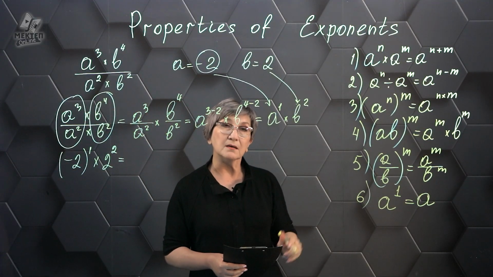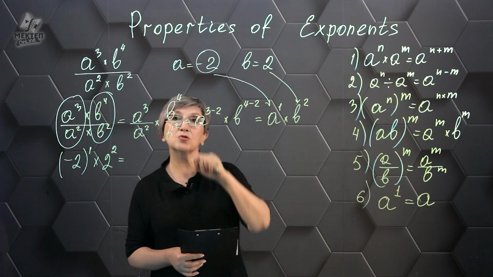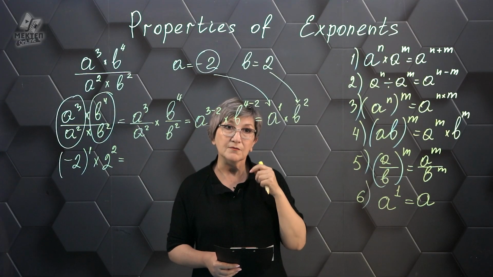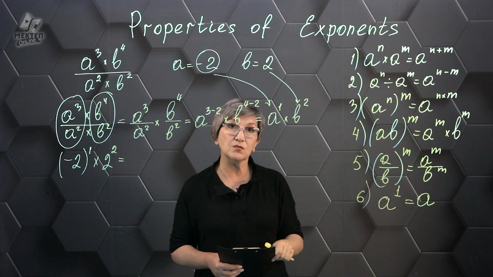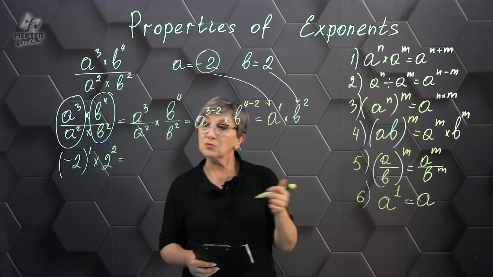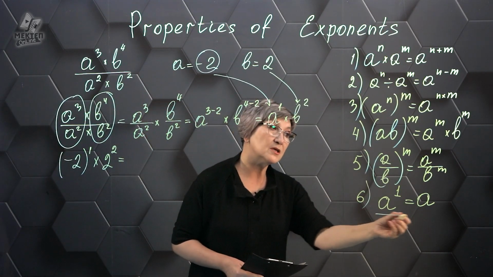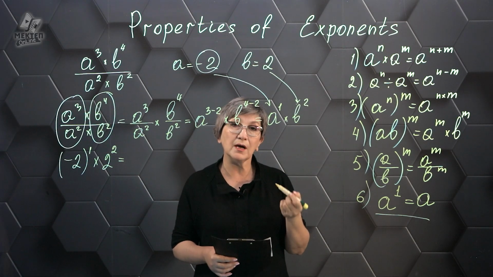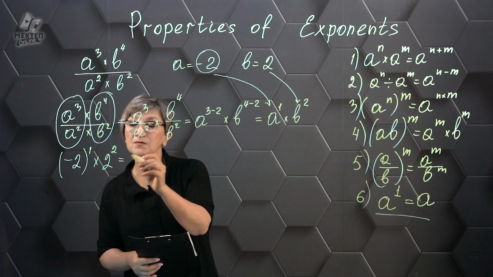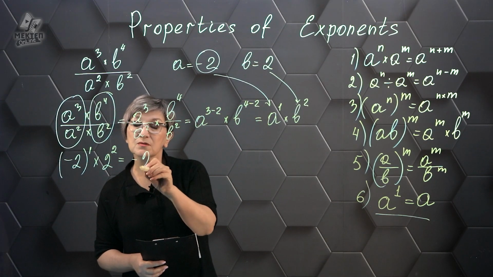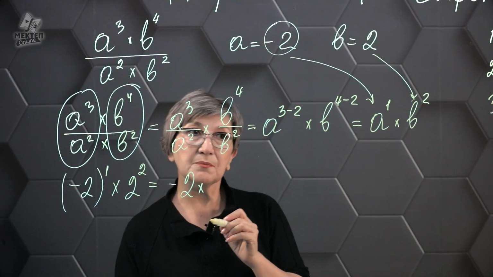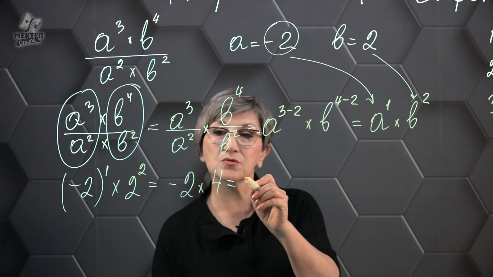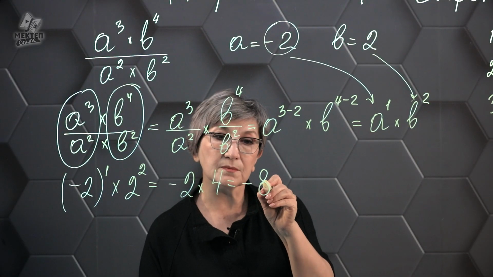Now notice that I put the number -2 in parentheses. Why? Because I am taking the whole number -2 to the first degree. But we know, using our property, that any number to the first power is equal to the same number. So (-2) to the power of 1 is -2, and 2 to the power of 2 is 4. And then -2 times 4 results in -8.